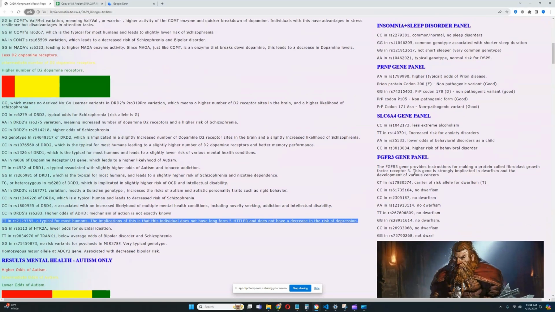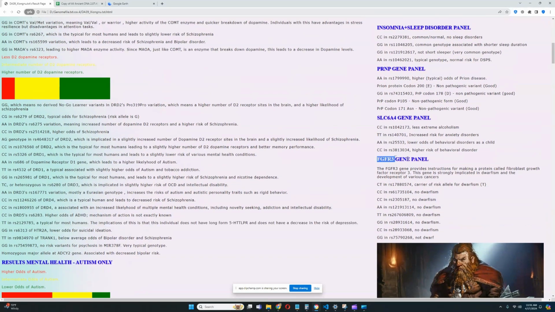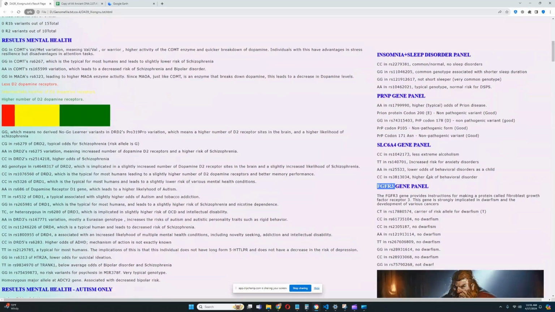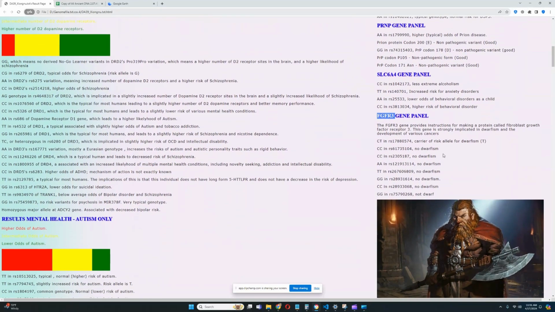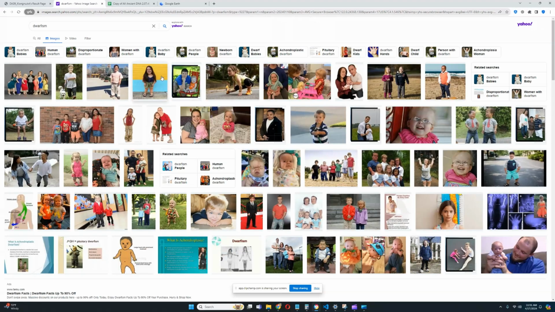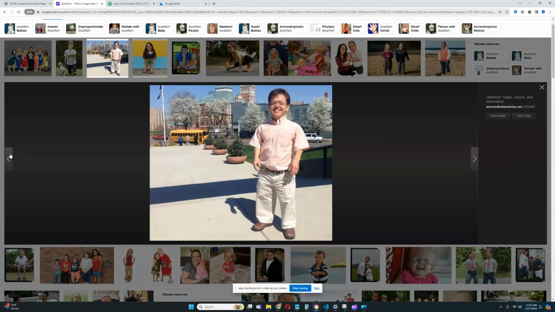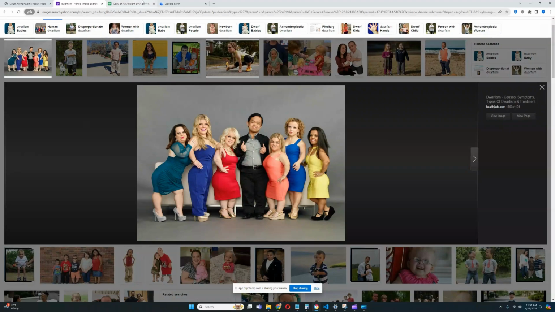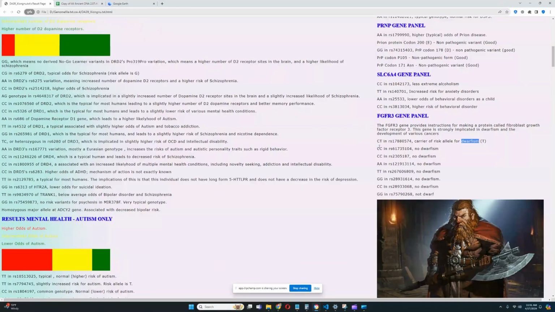What's interesting about this result actually is for the FGFR3 gene panel. This is something I just noticed. I wasn't looking at this previously. He actually carries a risk allele for dwarfism, which is kind of crazy. You know, dwarfism, in case you don't know what that looks like, let me show you real quick. It's like this type of nonsense. So he actually carries a risk allele for that. That's crazy.